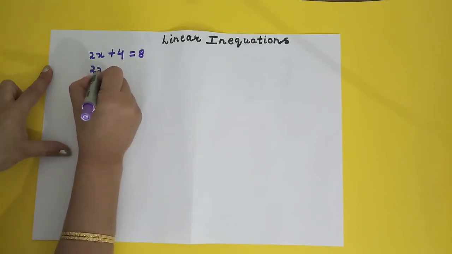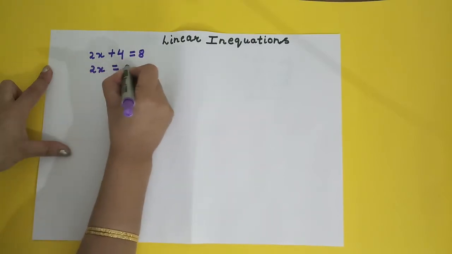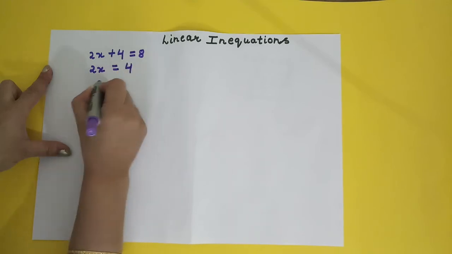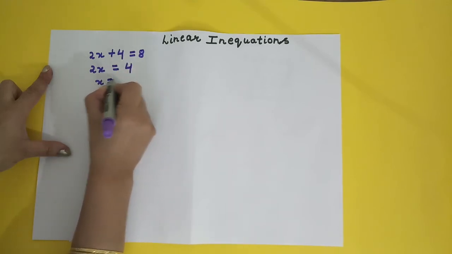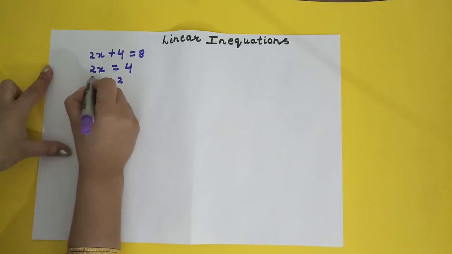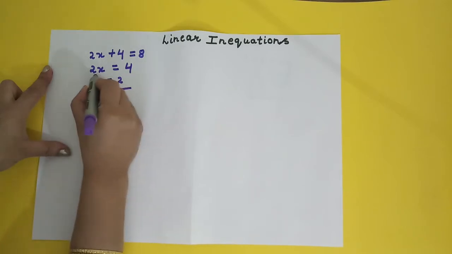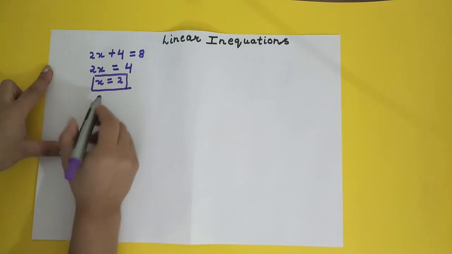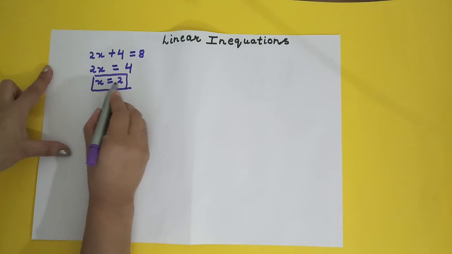So how do we solve it? 2x = 8 - 4, which is 4. So x is equal to 2. So we have seen that there is one value. We got the value of x as 2. x is exactly equal to 2.